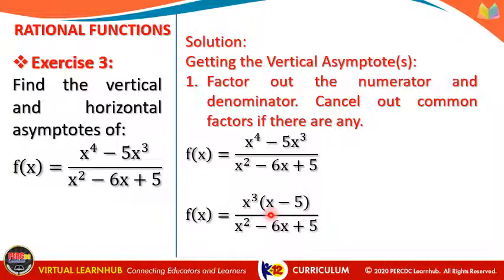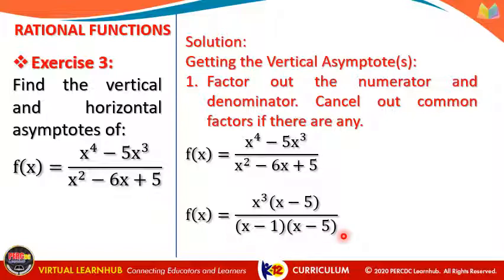I-factor out din natin yung denominator. So ano ang factor ng x squared minus 6x plus 5? So again, yung factoring natin, wag din syempre kakalimutan. Okay, ano ulit ang factors ng x squared minus 6x plus 5? We will get x minus 1 and x minus 5. So yung x squared minus 6x plus 5 is equal to x minus 1 times x minus 5.